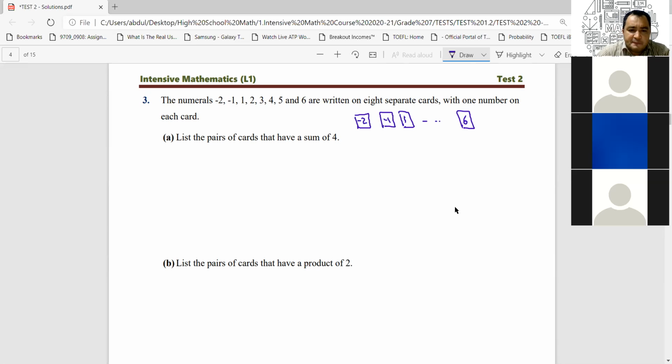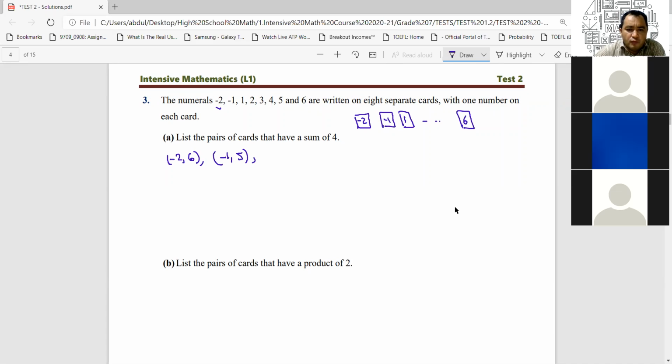If I start with -2, is there any number so that when you add, the sum is 4? -2 plus what number is 4? It is 6, and here we have 6. So the first pair is -2 and 6. How about with -1? With -1 and 5. As you see here, the sum of these two numbers, -1 and 5, is equal to 4.